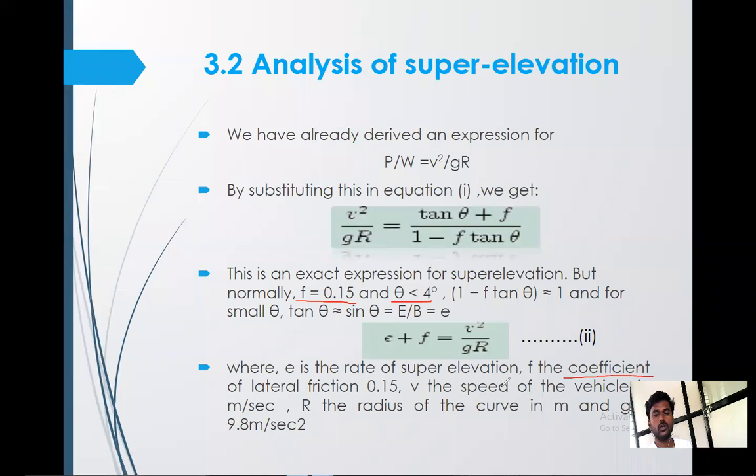This is also important. What is F? F is the coefficient of lateral friction. Because we are familiar with F as friction, linear or longitudinal friction. But here, whenever we are designing curves, F is the coefficient of lateral friction. That also we have to keep in our mind.